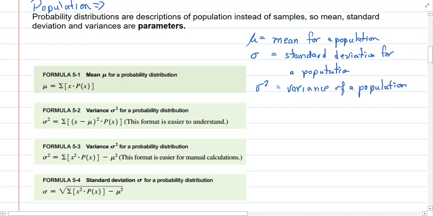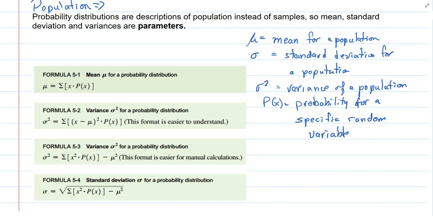And then we'll have also the P of X, which is the probability for a specific random variable. Our examples will make sense of this. This is an easy section. We struggled through probability, so we can get to this and use the information to acquire probabilities of distribution.